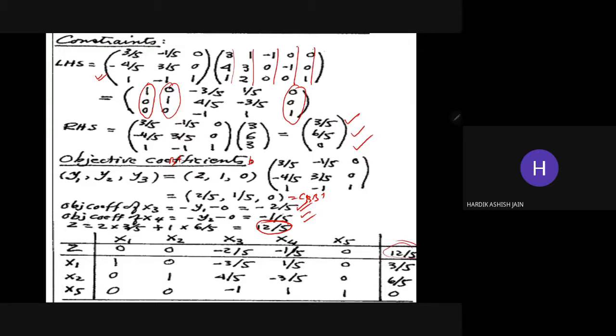And one more thing, now we have to check the optimality. So the problem is of minimization. Zj minus Cj for the non-basic variables are negative. It means this shows that this is the optimal table. Clear?